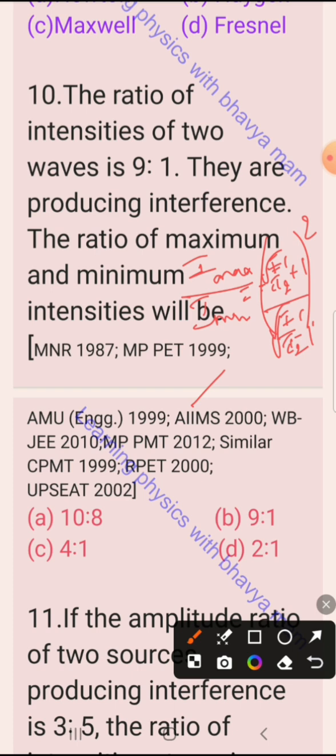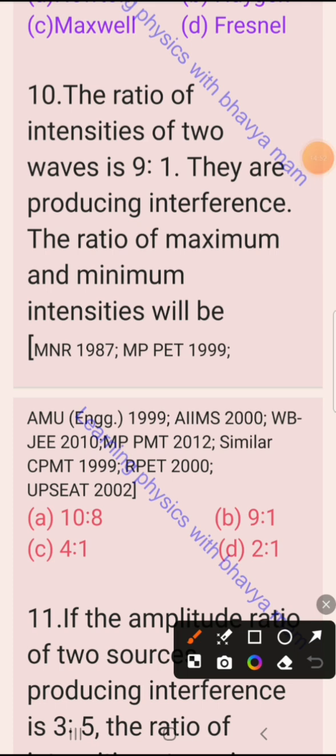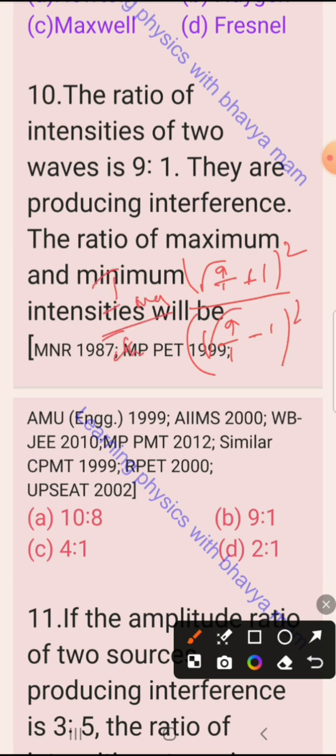Now let us calculate. First one, square root of I1 by I2, that is 9 by 1, plus 1 whole square, divided by, once again, square root of 9 by 1 minus 1 whole square. That gives I max to I minimum.